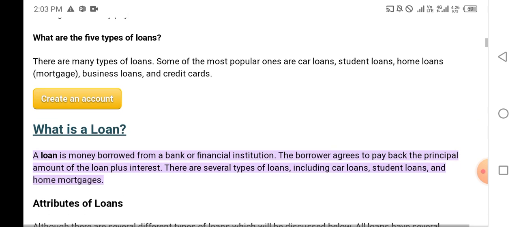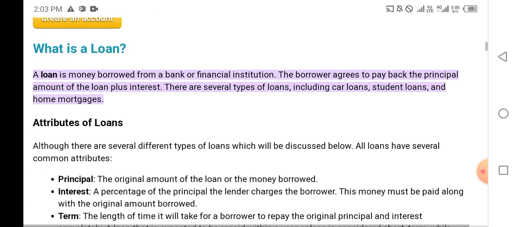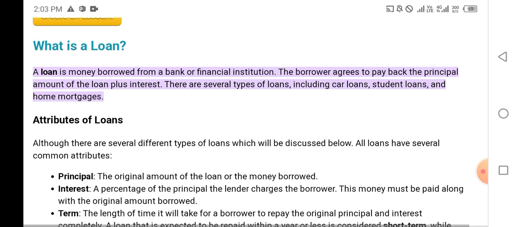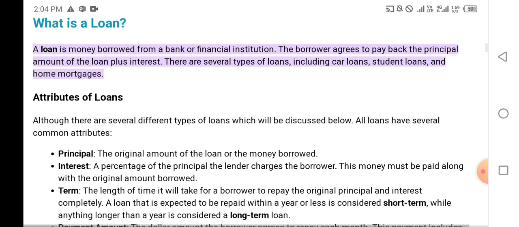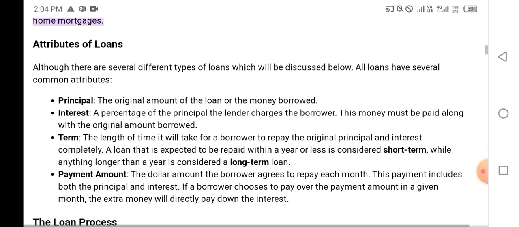What are the types of loan? There are many types of loan. Some of the most popular ones are car loan, student loan, home loan, mortgage, business loan, and credit cards. What is a loan? A loan is money borrowed from a bank or other financial institution. The borrower agrees to pay back the principal amount of the loan plus interest. There are several types of loan, including car loan, student loan, and home mortgage.